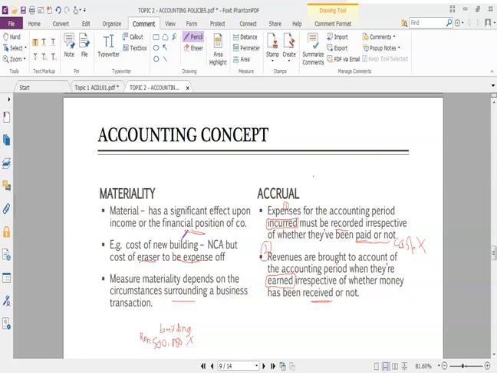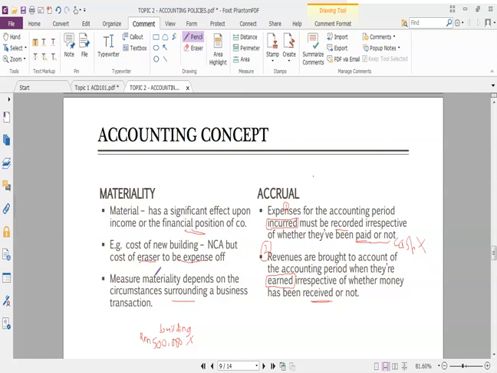Okay, if you look at the value of an eraser, you need to identify the cost of a new building, which is material, and you must put it in the asset value. You must add it in the classification or item or components of asset, with the cost of 100,000.